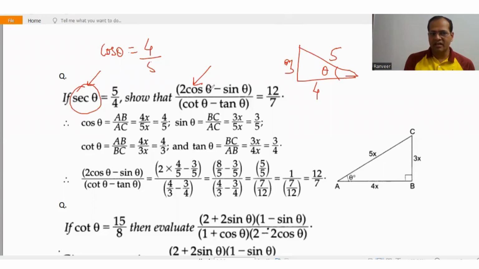Now after that you get the values. Cos theta is 4 by 5. Just we have to substitute the value. You can see sin theta is equal to 3 by 5, cot theta equal to 4 by 3 and tan theta equal to 3 by 4. We substitute and get the result.